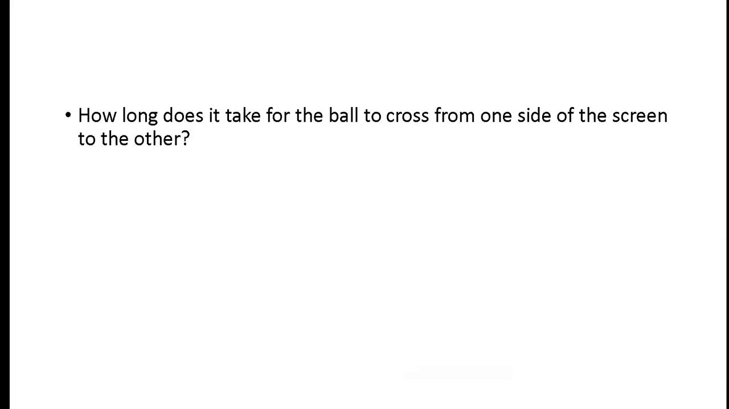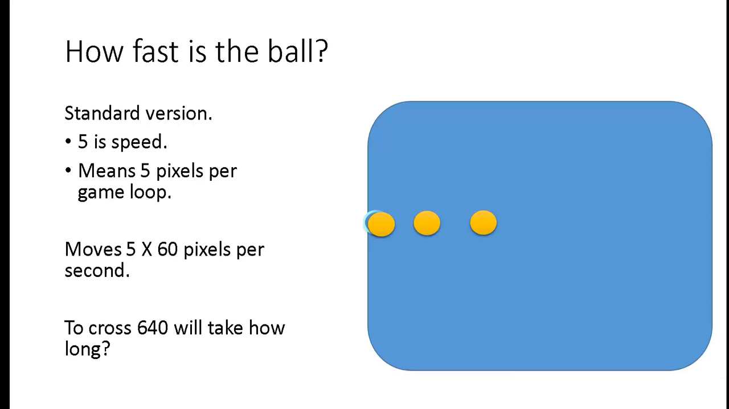How long does it take for the ball to cross from one side of the screen to the other? It does depend, but what speed do we set it at initially? 5. What does that 5 mean? Does anyone know? Yeah, it's the number of pixels per game loop. And how many game loops are there per second? Yeah, we're looking for 60 FPS, or 60 frames per second. So that's our target. We'll probably get it.